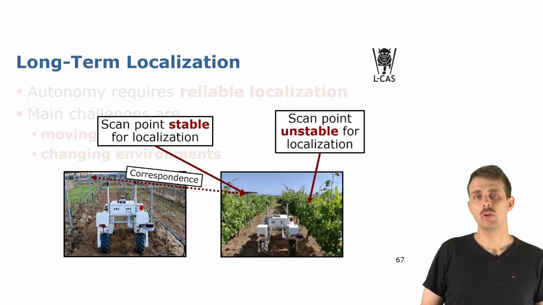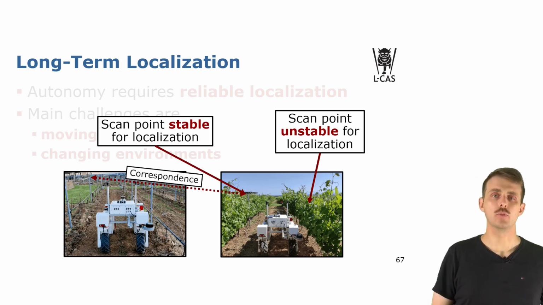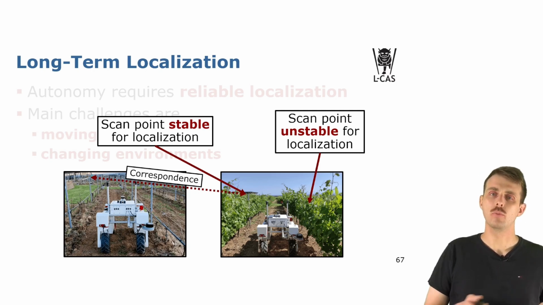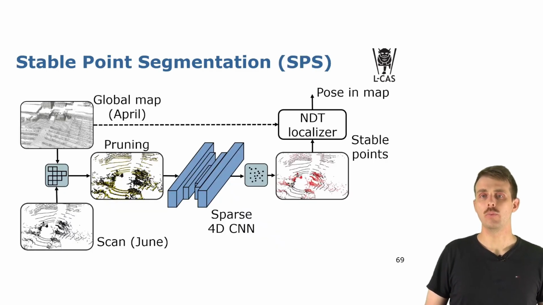So this we call in general stable and unstable points. Stable points are, as I said, those points on the metal, for example, whereas unstable points are points without correspondence. So these could be points from moving objects, but also those from a changed environment. And what we now propose is an approach that is able to not only segment moving objects, but in general stable objects, using, again, our sparse 4D CNN, and doing this between our current scan from June and the global map from April.